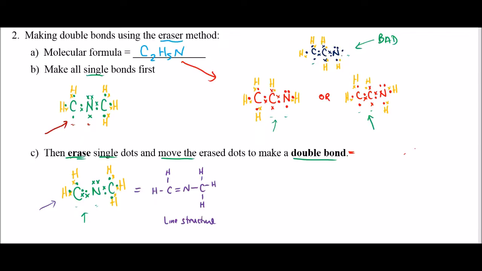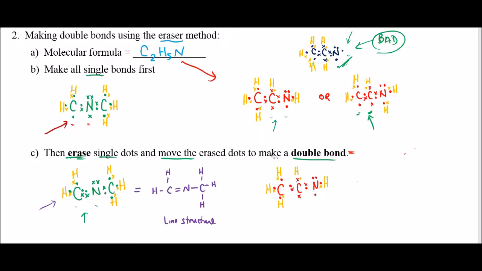And you might also have ended up with 2 single dots on the same atom, like 2 single dots here on the nitrogen. You might have, for example, put this hydrogen over here, and then you end up with these 2 single dots right there, and there's nothing you can do about that. That's also bad. So you need neighbors, 1 on each side, to make the double bond.